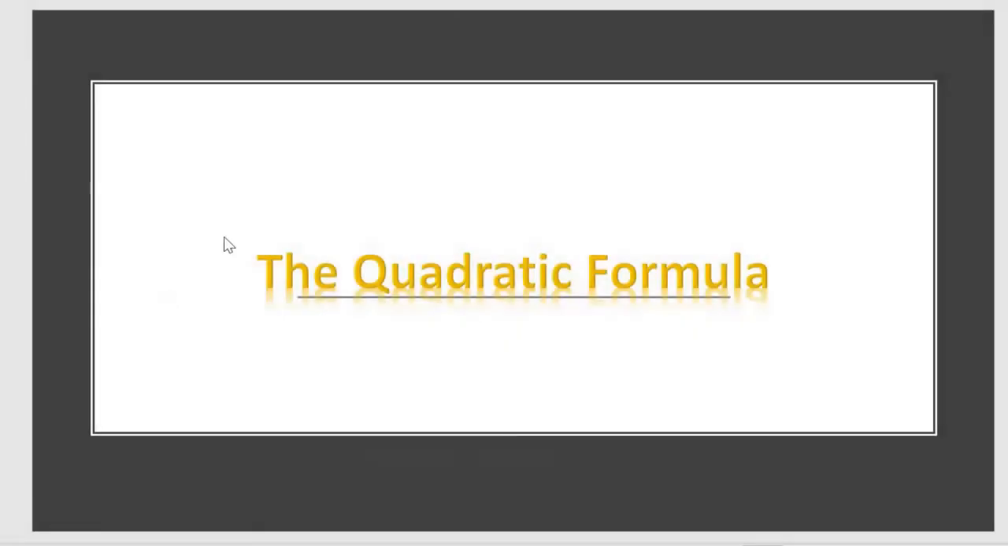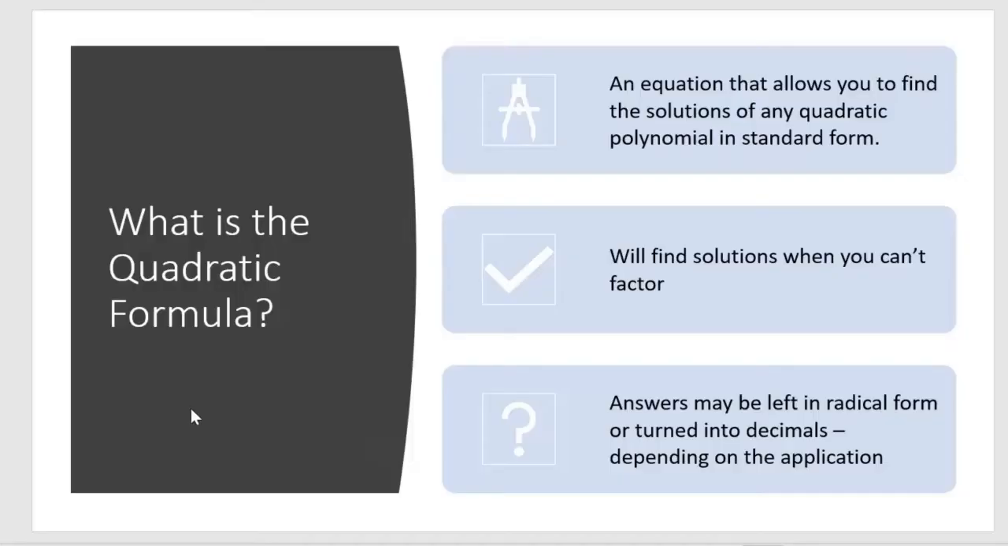While some quadratic equations can be solved using factoring, many can't. For the ones that we can't solve with factoring, we need to turn to the quadratic formula. The quadratic formula is just an equation that lets you find the solutions of quadratic polynomials, as long as those polynomials are written in standard form. It will help us find solutions when we can't factor, or when we're having trouble factoring. We can use it for that as well.